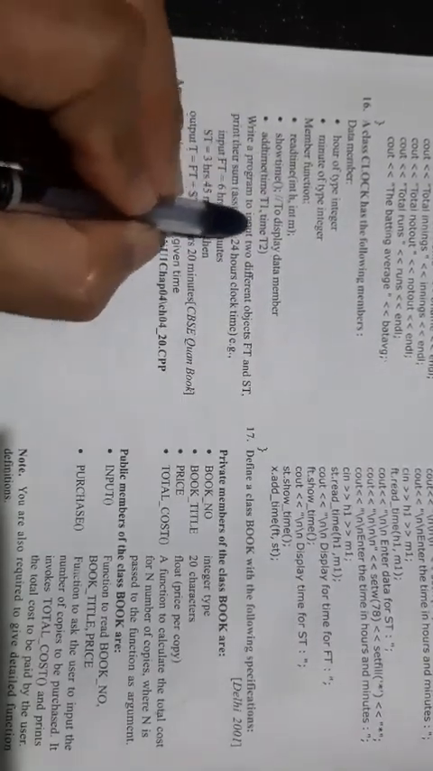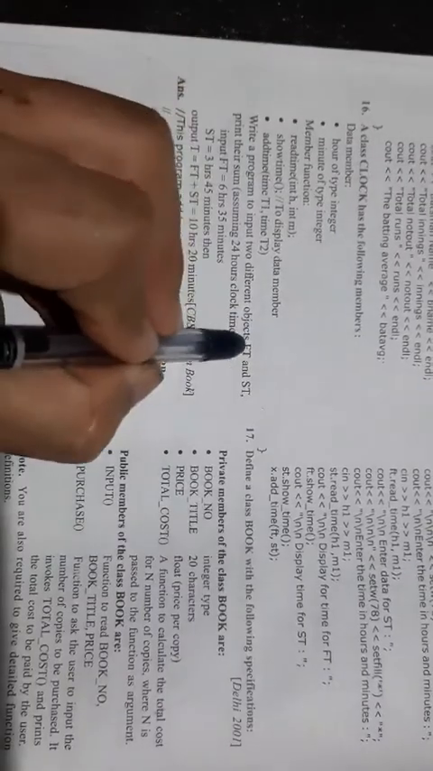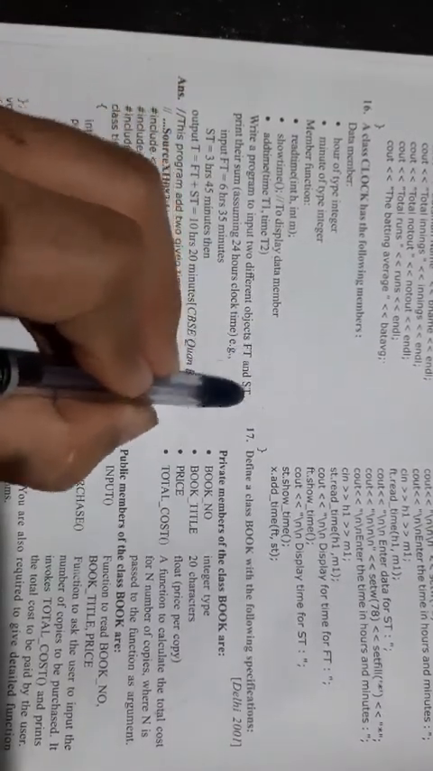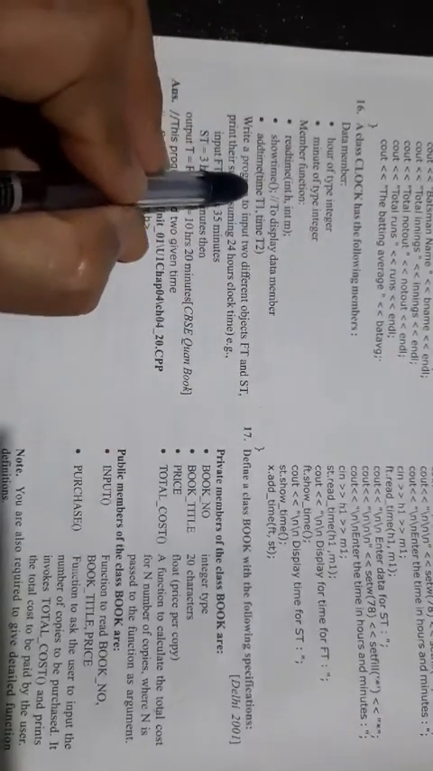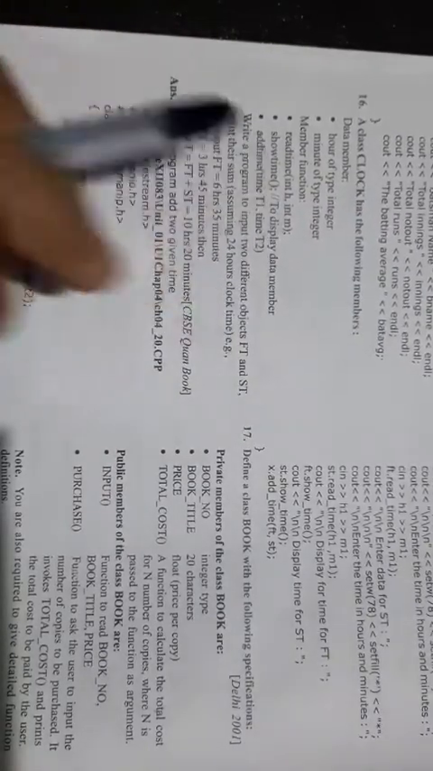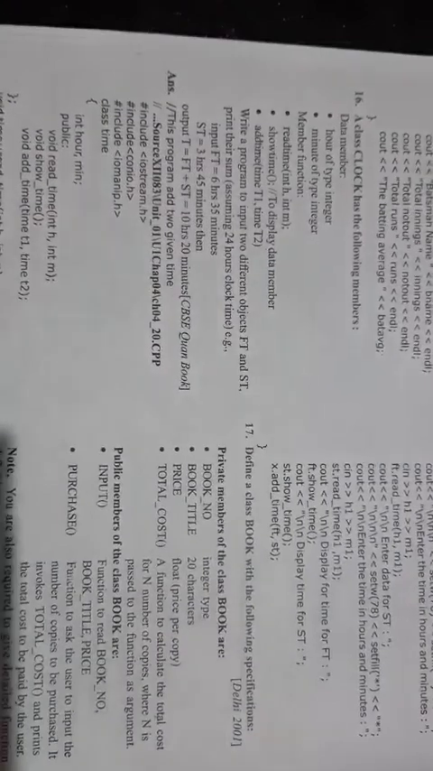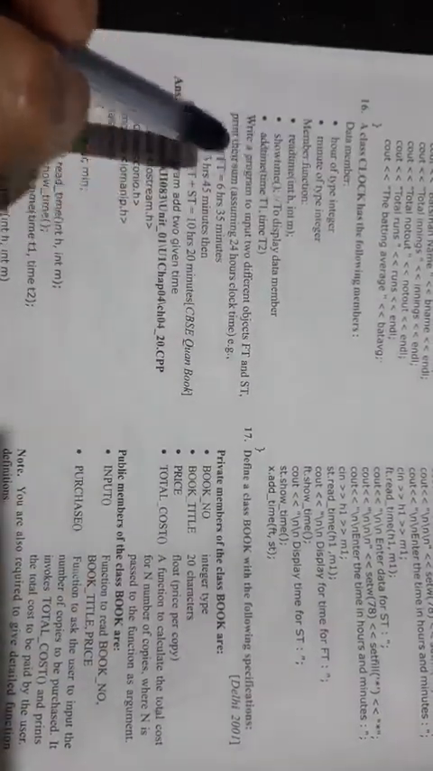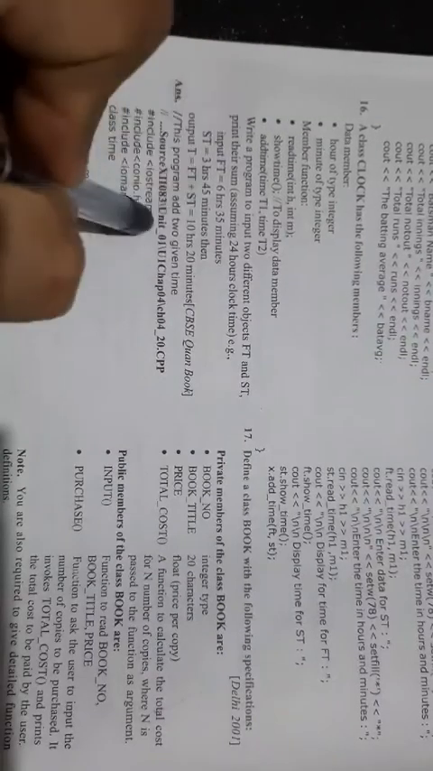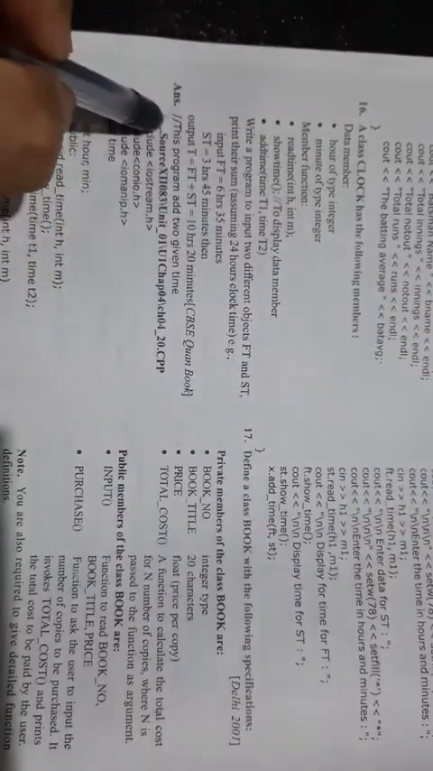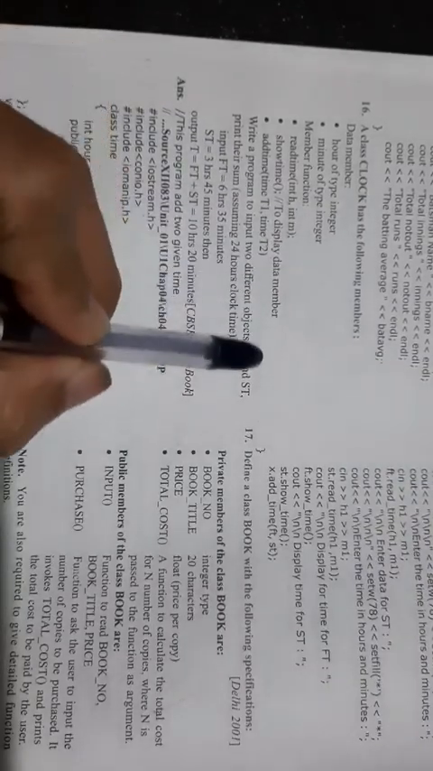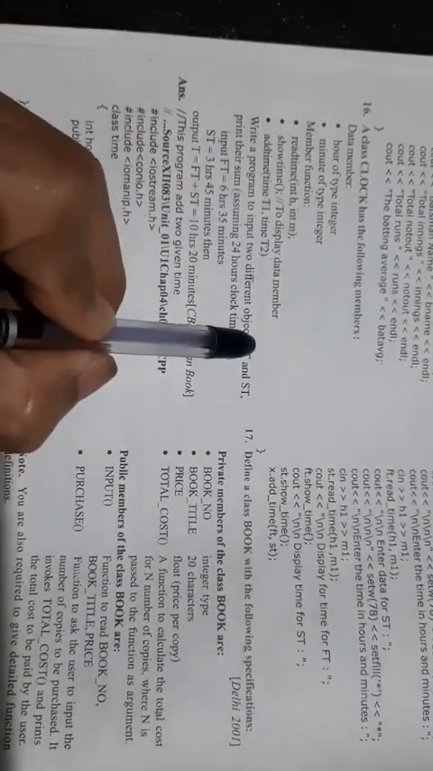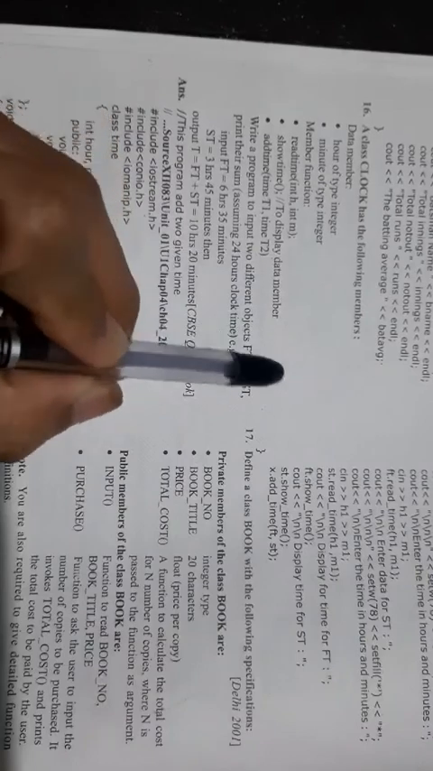Write a program to input two different objects, ft and st, that is first time and second time. So now this program will accept two objects. That means this class time will create two objects, the first object and the second object. The first object inputs a time and the second object inputs a time.